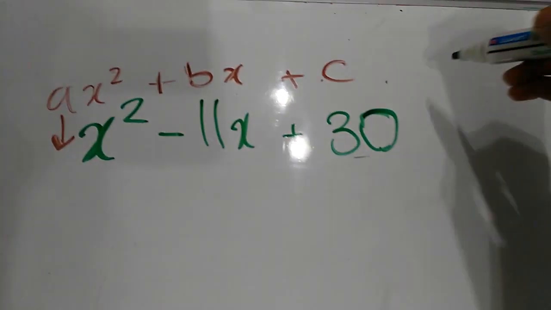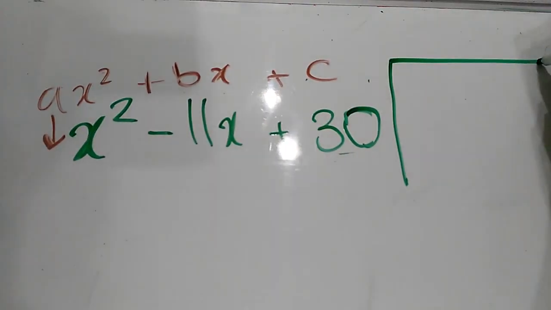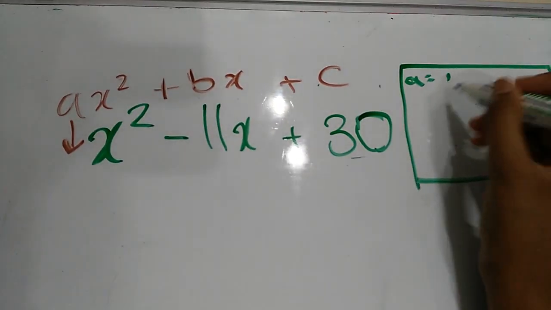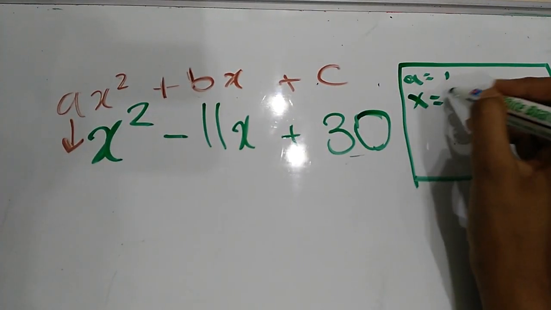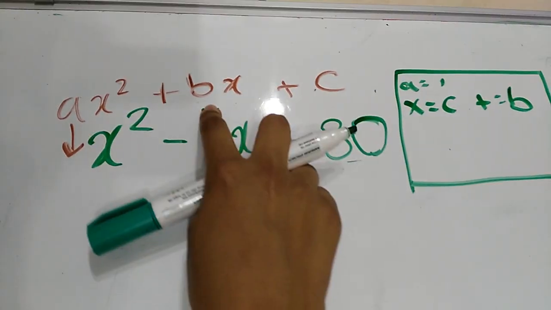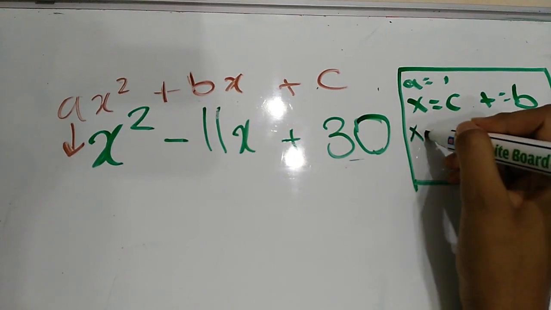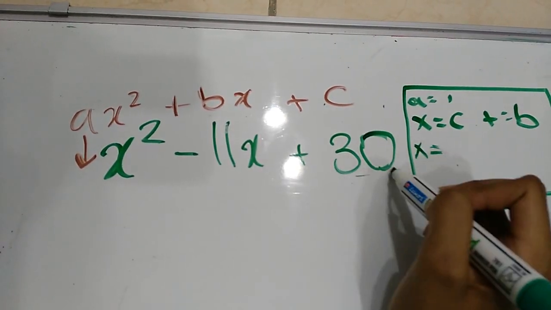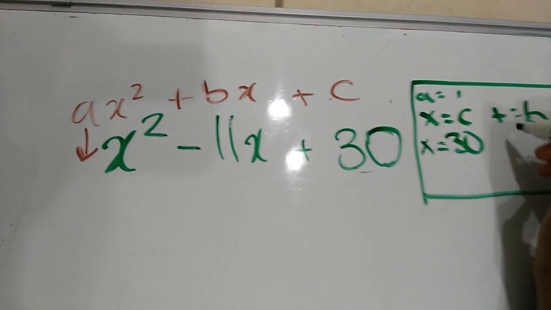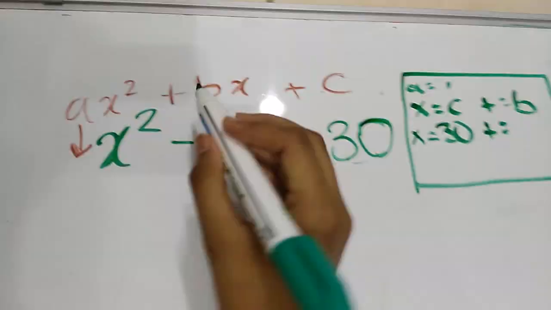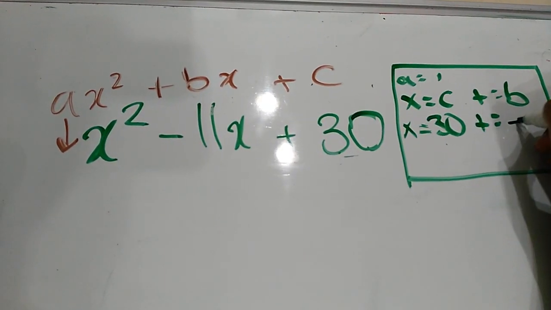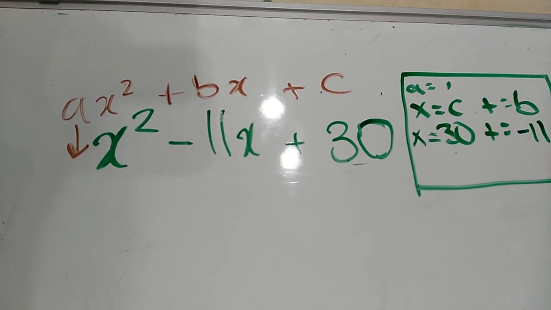So it follows a is equal to 1. Remember the rule from last time. When a is equal to 1, I need to find two numbers that times to give me c and add to give me b, c and b. In this case, I need to find two numbers that times to give me 30, because c is 30, and add to give me b, which in this case is negative 11. Not just 11, but negative 11.